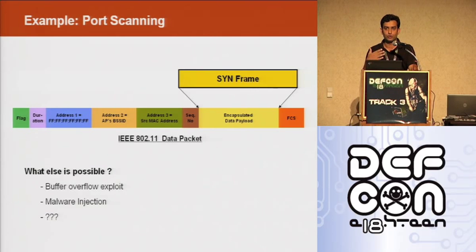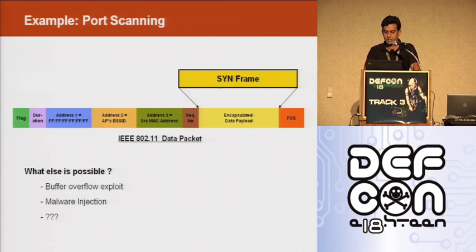I mean, if I know that this payload is going to cause some buffer overflow, then I can inject that packet. Right? I can also inject malware. So a frame is available in which the attacker can encapsulate a payload of his choice and cause serious damage to other Wi-Fi users. This is the second example of GTK exploit.